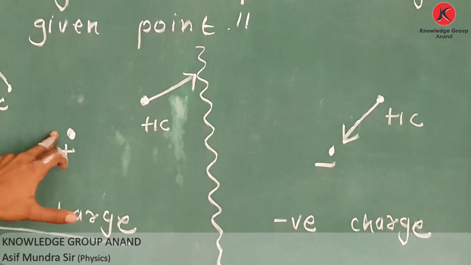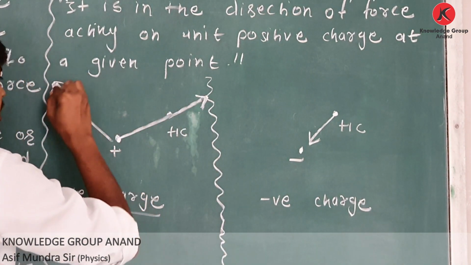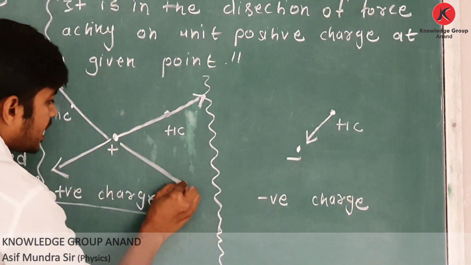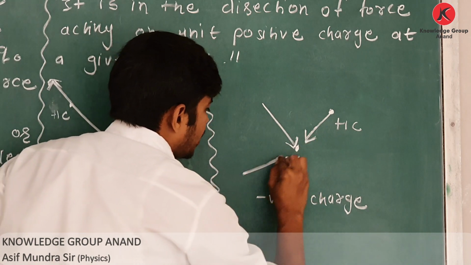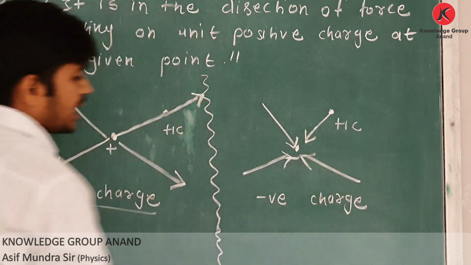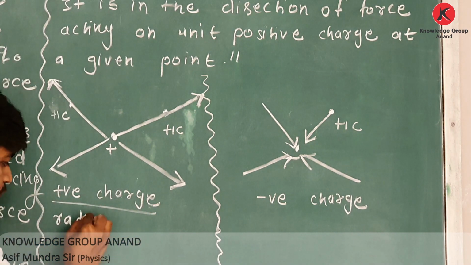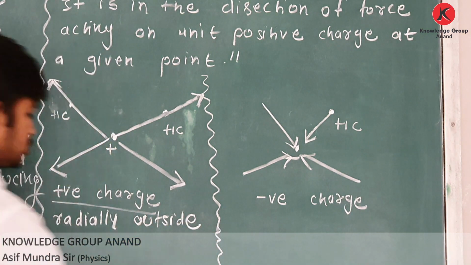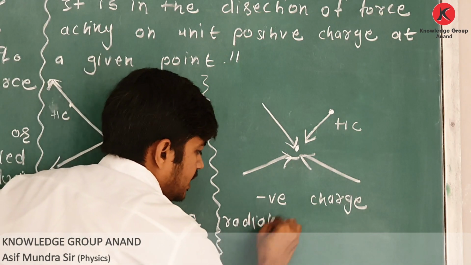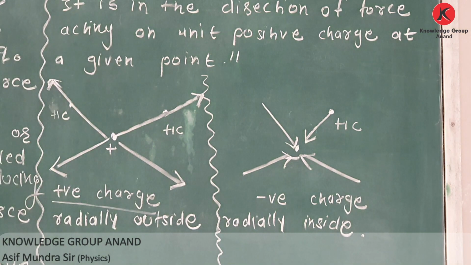What is the difference between a positive charge and a negative charge? Due to a positive charge, electric field is radially outside. And due to a negative charge, electric field is radially inside. This is the direction of electric field for a positive charge and for a negative charge.